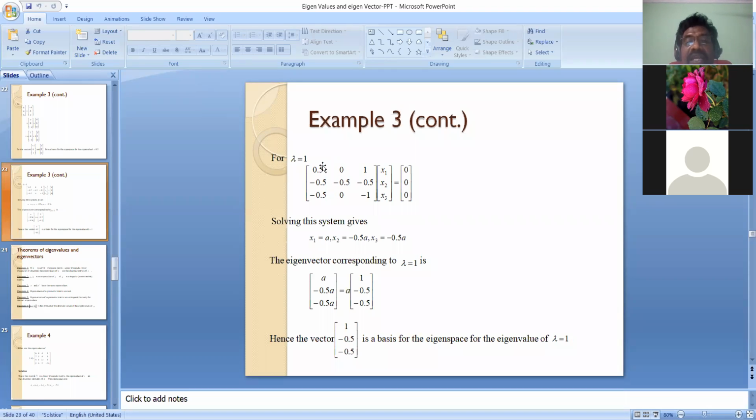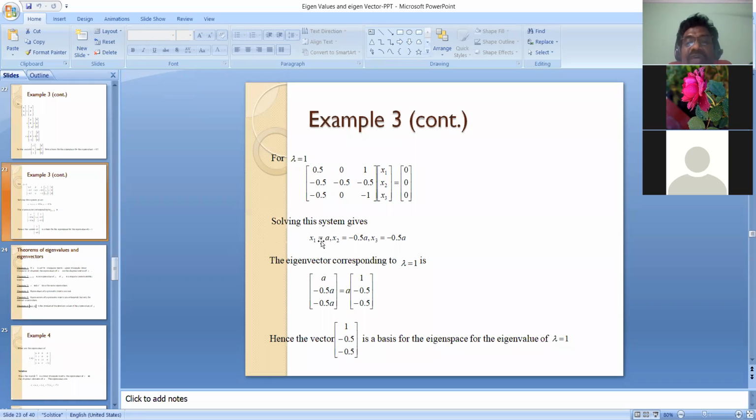Here, the second row, first row and third row are equal. The first row and third row are equal, so we change this to 0, 0, 0. We have only 2 non-zero rows. Adding these two, we get 0. This is minus 0.5 and this is 0.5 only. After that, we have to solve these equations.